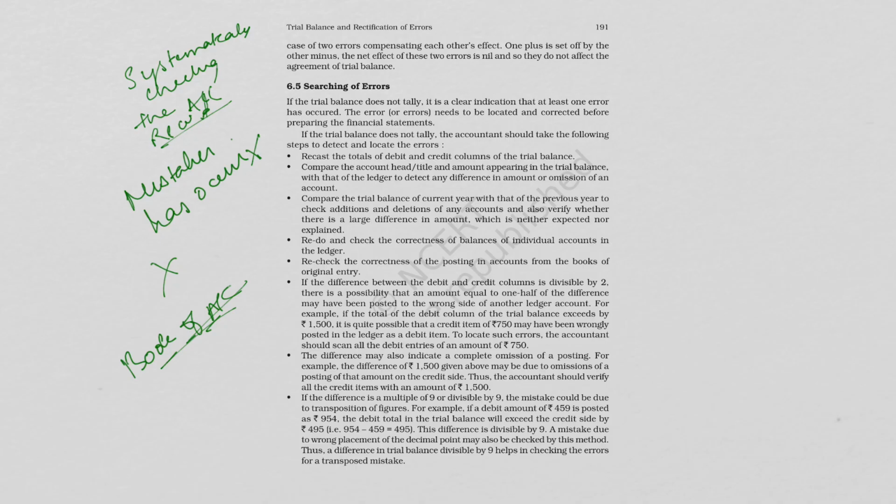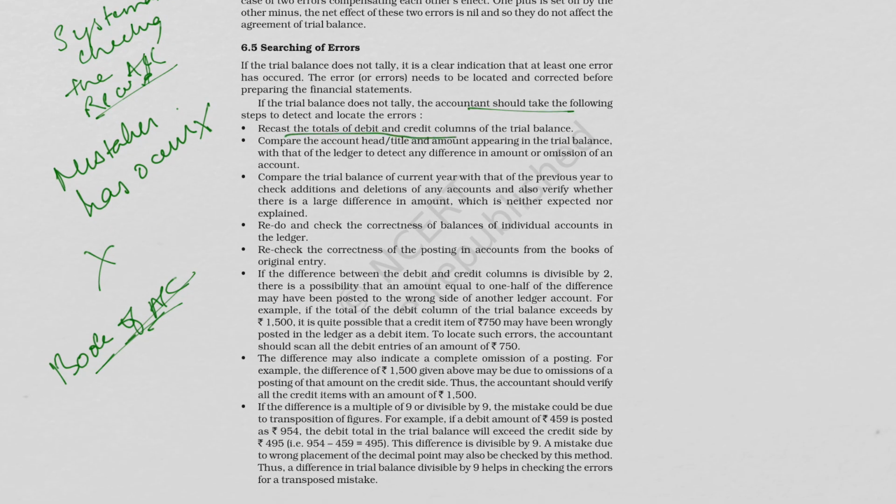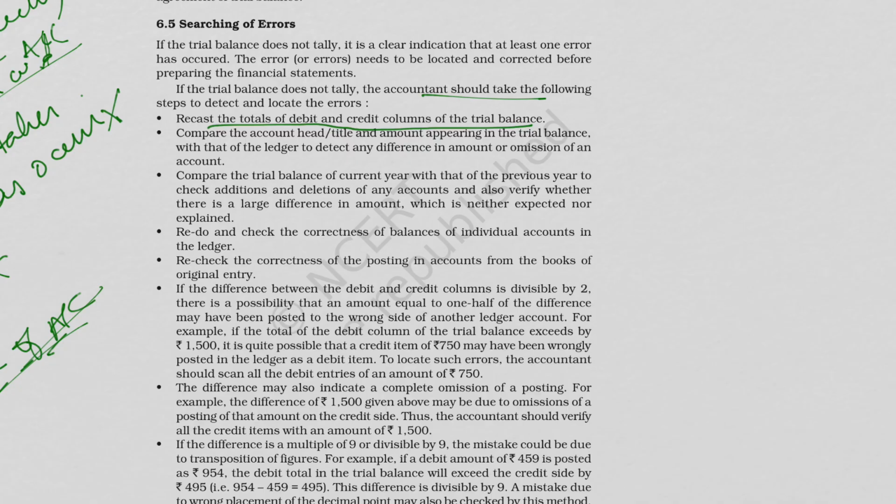Step 1: first of all, we have to recalculate the totals of the trial balance. Recast the totals of the debit and credit columns of the trial balance. Sometimes the difference occurs because of a simple mistake in addition. For example, the debit column actually totals rupees 1,50,000, but due to an adding mistake, it was written as 1,45,000. So in this case, the trial balance will not tally. Therefore, the accountant must recheck the addition of both the columns carefully.